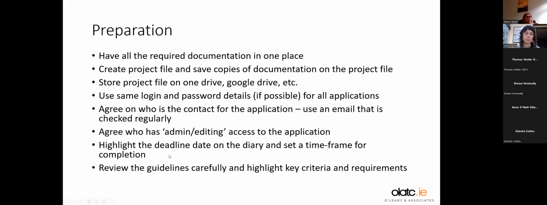Again, make sure your deadline date is put into your diary and highlight it, and make sure you set a deadline date before that to get completed, so that that should be in time. So it's like setting your alarm clock for an hour earlier in the morning, just in case. Same with the application forms. We normally would set a deadline 3 to 4 days out from the deadline, so we know it's completed. Review the guidelines carefully. Highlight any key criteria requirements on that.